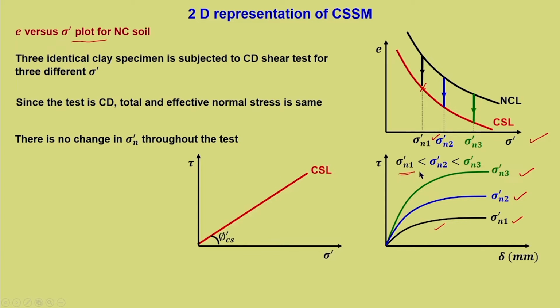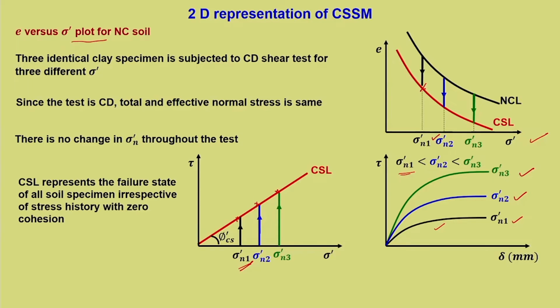Now, if you plot this in terms of tau and sigma dash, how will it look like? So, sigma n1 dash is vertically upwards here. Why? Because this is not changing, and phi dash Cs, and this is the critical state line, sigma n2 dash and sigma n3 dash. So, we have these points lying on the critical state line.